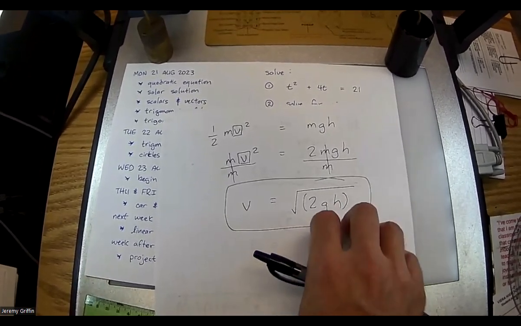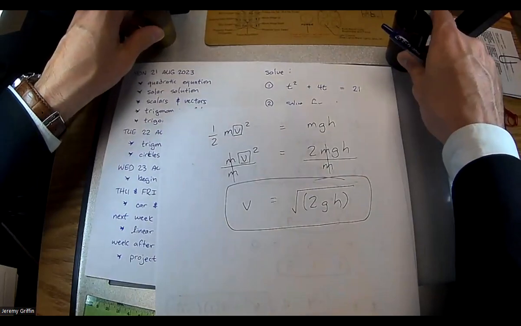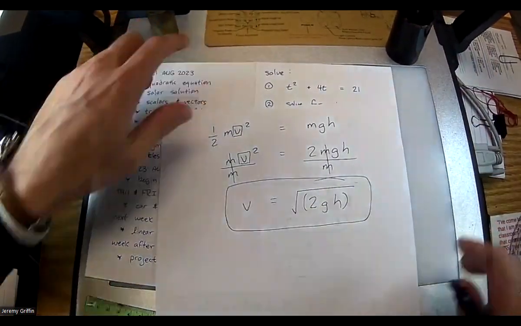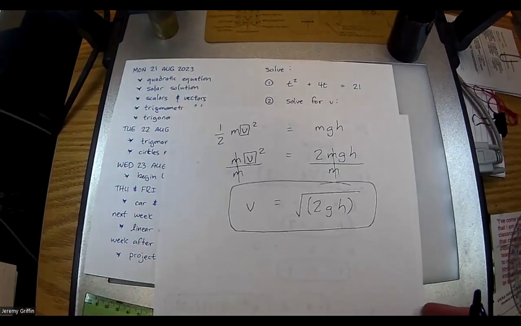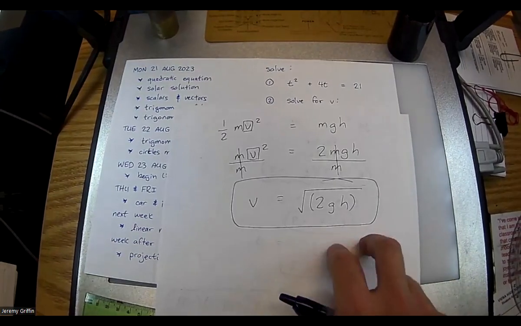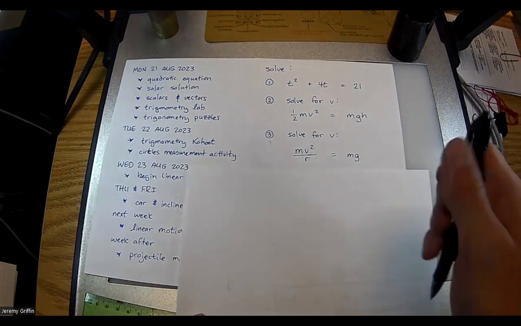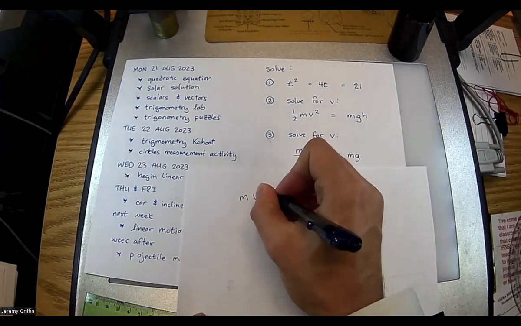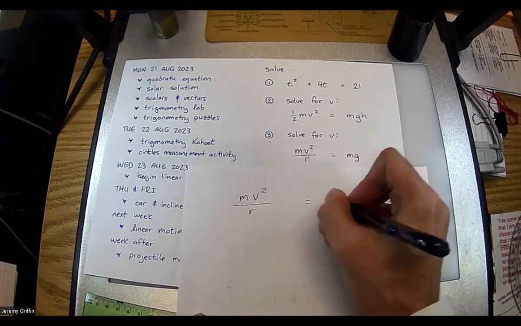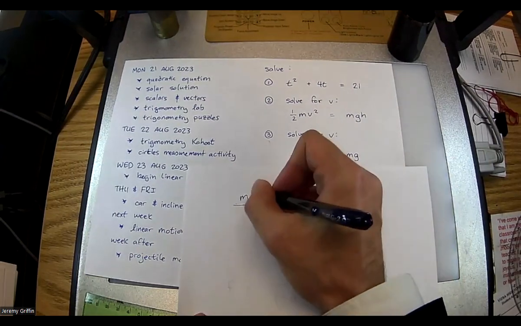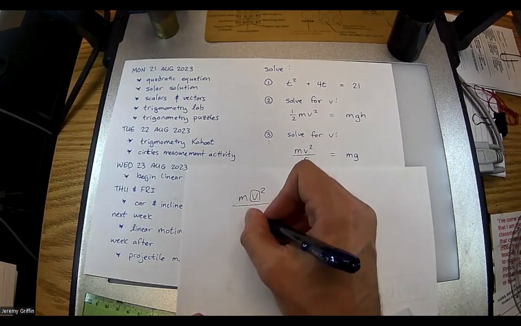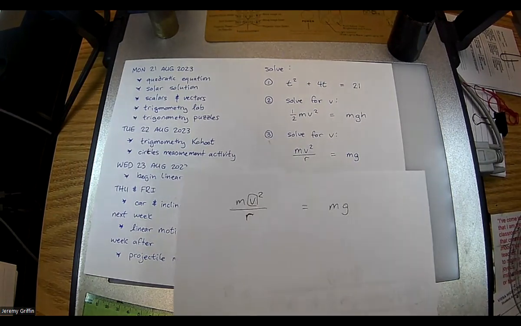But we'll do this sometimes. We tend to do that more often in AP, with honors sometimes. With AP, a lot more often, solving in terms of variables. Let's solve one more in terms of variables here. Let's do mv squared over r is equal to mg. Solve for v. Actually, I'll walk you guys through this one. Okay. So same thing.